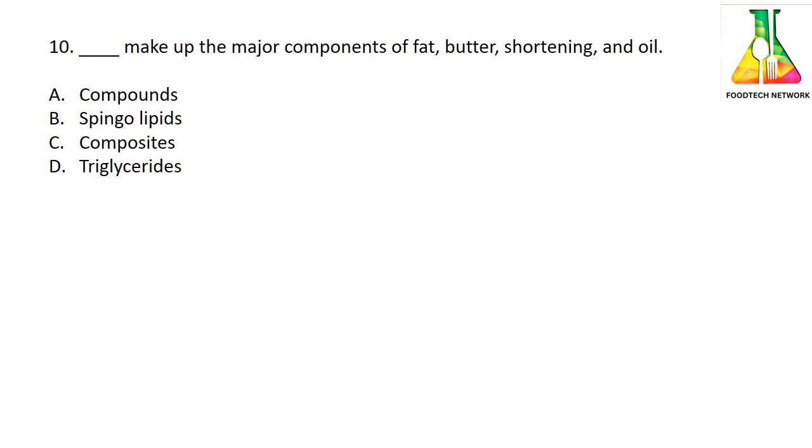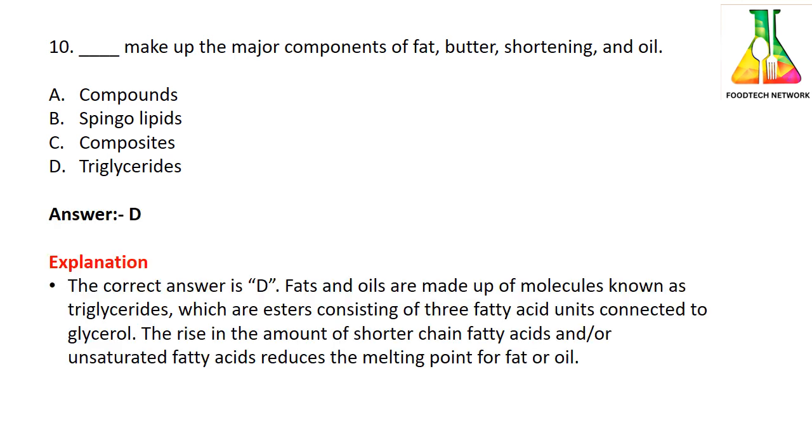Dash make up the major component of fat, butter, and shortening and oil. Option A compound, option B sphingolipids, option C composites, and option D triglycerides. So D. Fats and oils are made up of molecules known as triglycerides, which are the esters consisting of three fatty acid units connected to glycerol. The rise in the amount of shorter chain fatty acids and unsaturated fatty acids reduces the melting point of fat.